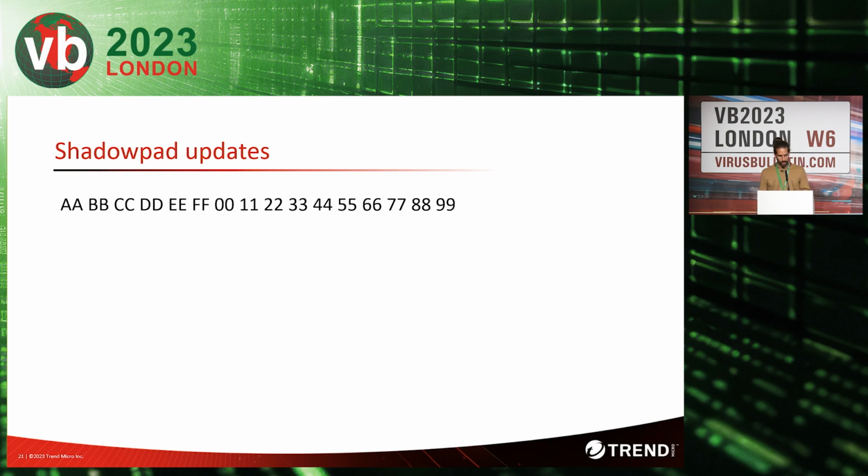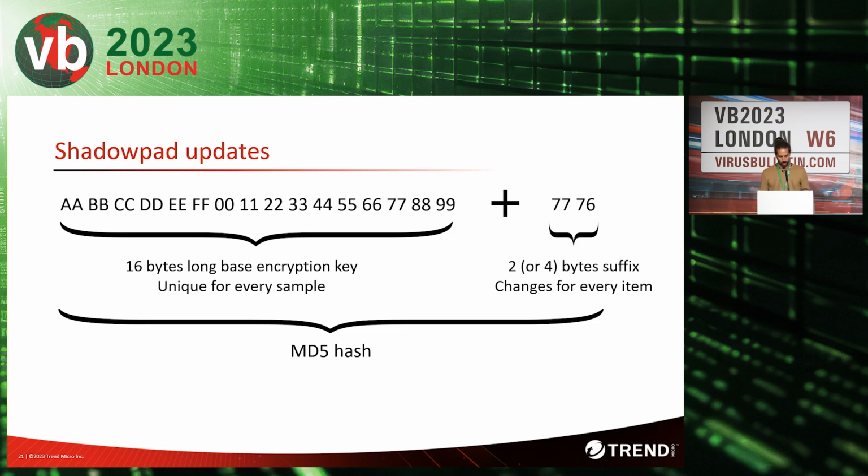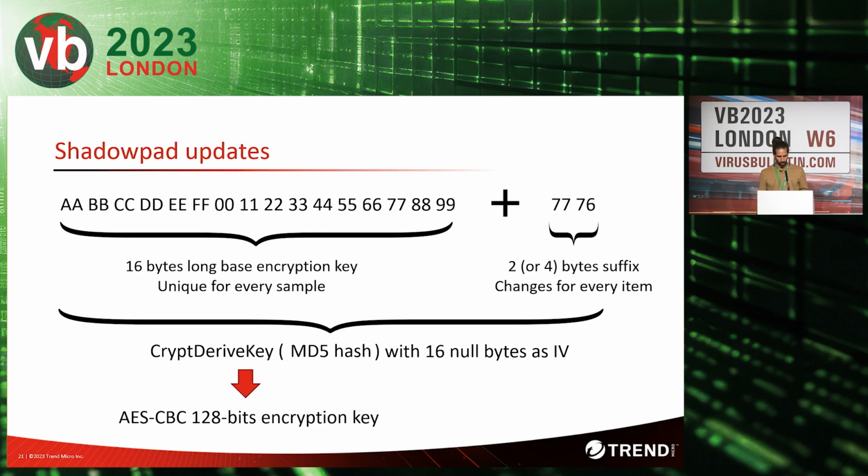So let's say an example. Let's say you have this 16 bytes long encryption key that will not change for every sample. It will be unique for every sample. It will not change over time. And then you append a 2 or 4 bytes suffix that this one will change for every encrypted item. Then you calculate the MD5 hash. You pass it to CryptDeriveKey with a new initialization vector. And then you have your encryption key.